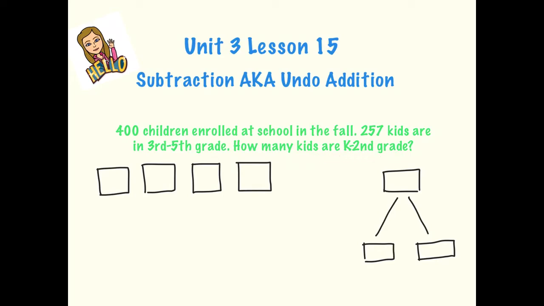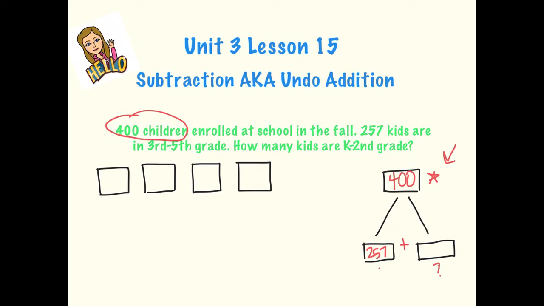So the first thing I have is one of these break-apart drawings that we've done in earlier units. On these drawings, you put the total up top, which the total here is how many children are enrolled, so 400. And then each of these arms that extend down equal a number that, when added together, will equal the 400. So we have one of those pieces to our puzzle, which is 257 kids that are in 3rd through 5th grade. This piece here is missing, so that'll be the kids that are in kindergarten through 2nd grade.